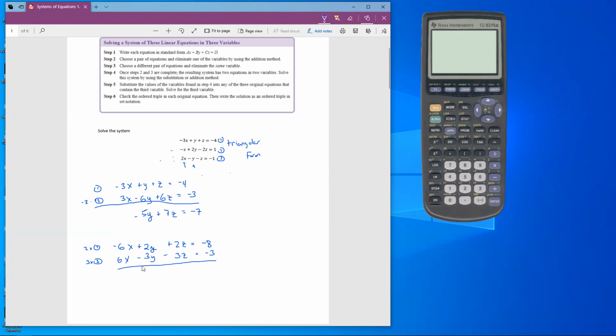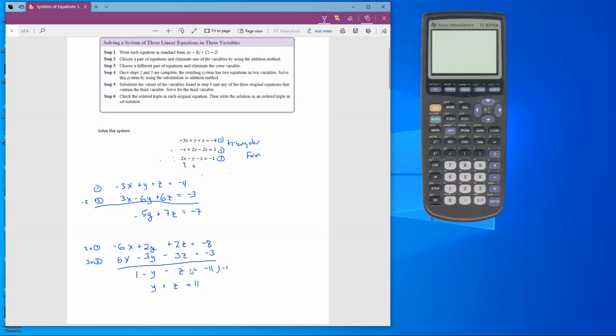I want to add these together. The x's cancel. We get 2y minus 3y, which is negative y. 2z minus 3z is negative z, and that is equal to negative 11. Now I'm going to multiply both sides of this equation by negative 1 just to keep things a little bit neat here, and we're going to end up with y plus z is equal to 11.